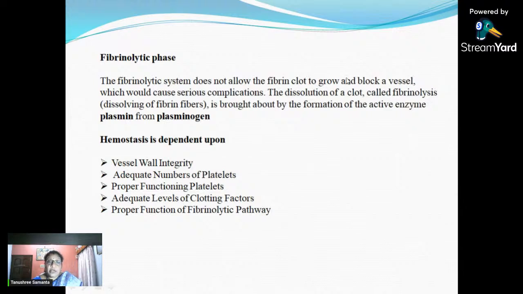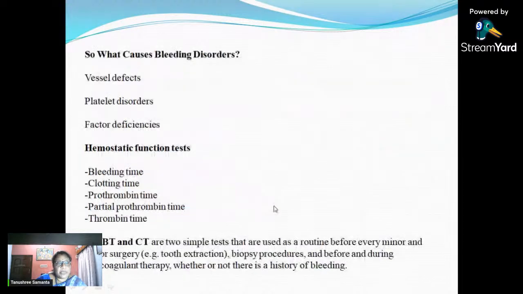The fibrinolytic phase, this system does not allow the fibrin clot to grow and block the vessel completely. Okay, because if the vessel is blocked, it will give rise to serious complications. There is a dissolution of the clot, which is called fibrinolysis. That is a process in which the fibrin fibers are dissolved, and it is brought about by the formation of an active enzyme called plasmin from plasminogen. This hemostasis process depends upon vessel wall integrity, an adequate number of platelets, proper functioning of the platelets, adequate levels of clotting factors, and proper function of the fibrinolytic pathway.